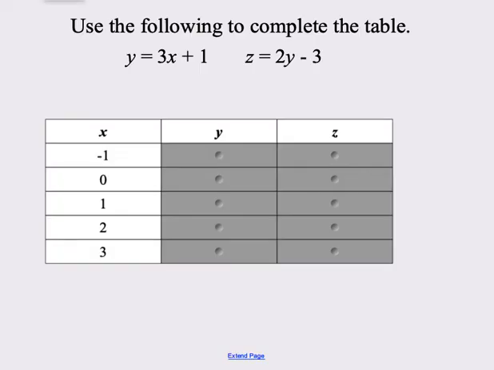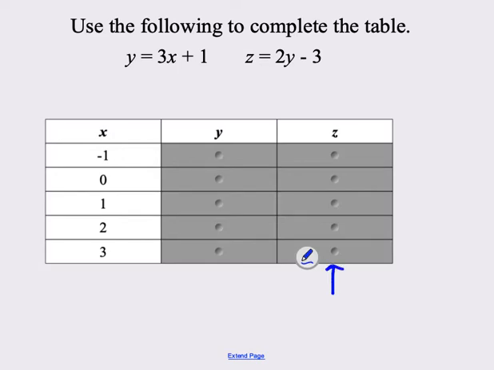I have a table here. You are going to use two functions to complete the table. So in your notes, please copy down y equals 3x plus 1 and z equals 2y minus 3. In the table, I have x values of -1, 0, 1, 2, and 3. And my goal is to figure out what all of these z values are.